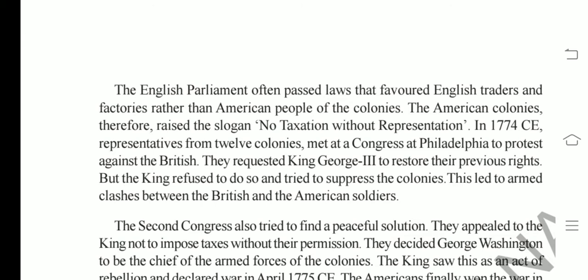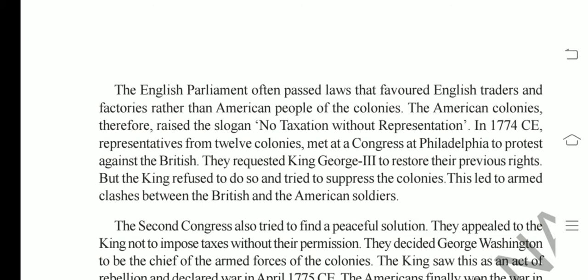So what do we see here? There is inequality, right? All the people are not treated equally, right? Politically they are not treated equally, right? English traders were given some due respect and due importance by the laws, and those laws did not benefit the American people of 13 colonies.